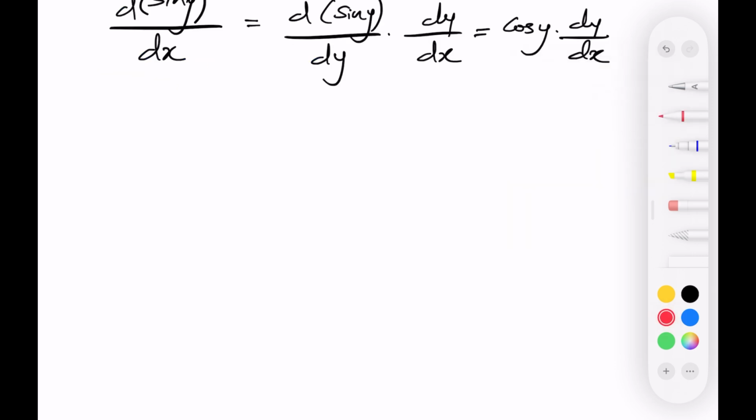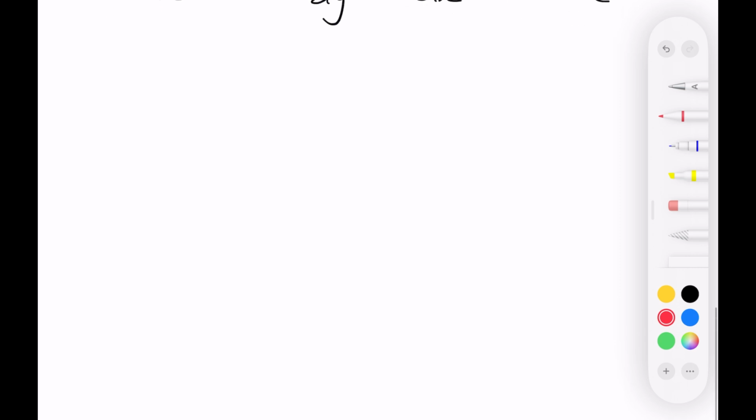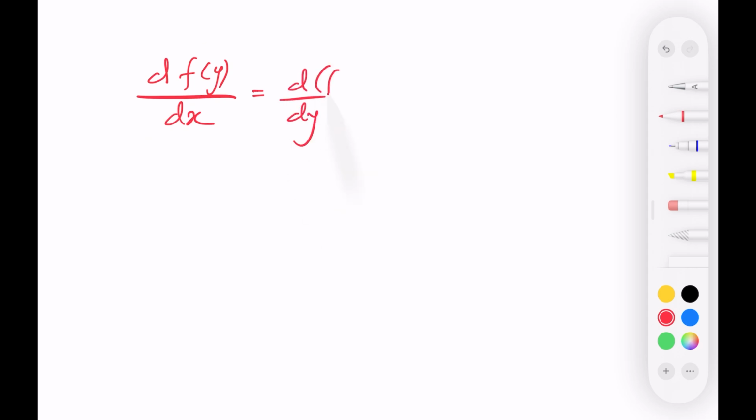In general, I will write down an equation for implicit differentiation this way. Let's say I would like to differentiate a function of y, d f(y) over dx. I need to differentiate a function of y with respect to x. According to the basic chain rule, I have the freedom to write it down as d by dy of the function f(y), times dy by dx. This is the equation that you need to remember when you go for implicit differentiation.